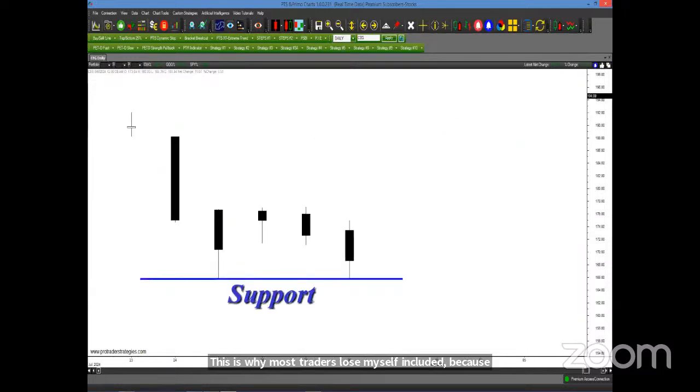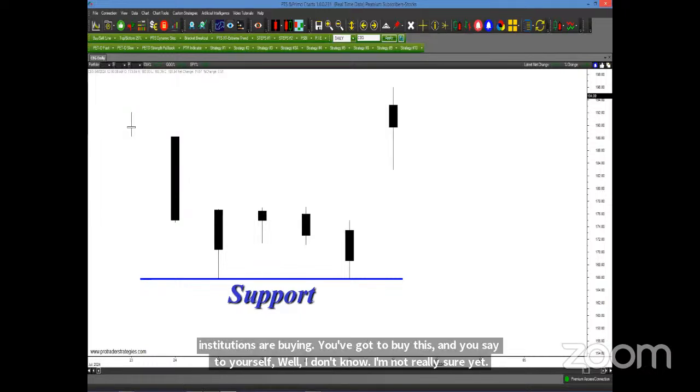Here's an example in CEG, all right? Let's say that guy down the street, your brother-in-law or somebody you trade with, says, hey, this is major support. I spent $10,000 on that support and resistance course, and this is major, major support. This is where all the institutions are buying. You've got to buy this. And you say to yourself, well, I don't know. I'm not really sure yet. And then look what happened. The next day, it does bounce.